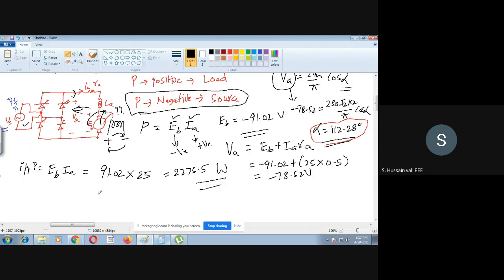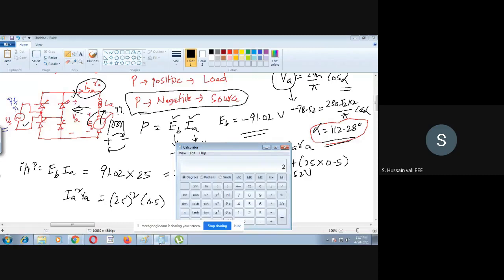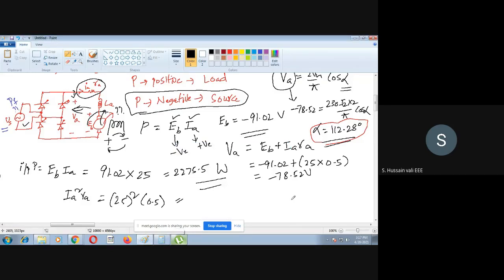How do you find out the losses here? There is a loss in the armature resistance. So IA square RA. This is the only loss, because he did not mention anything regarding the losses in the thyristor. So IA square, so 25 square into RA. RA value is 0.5. So how much you will get is that? 312.5. So 312.5 is the power loss.